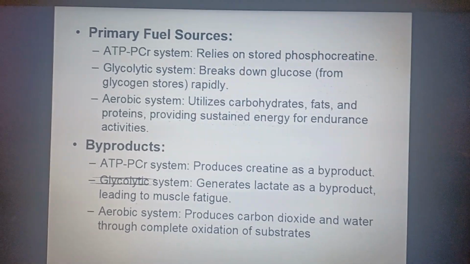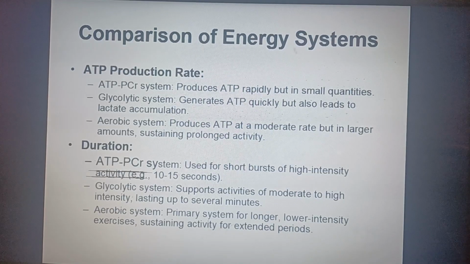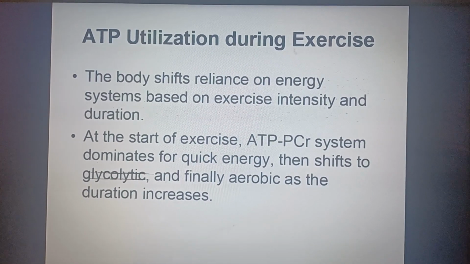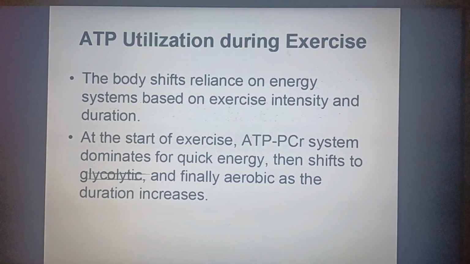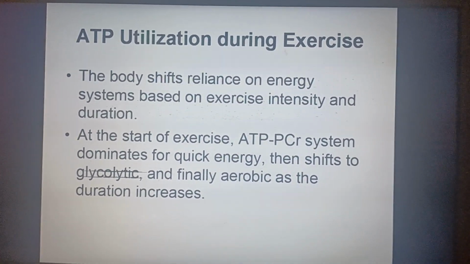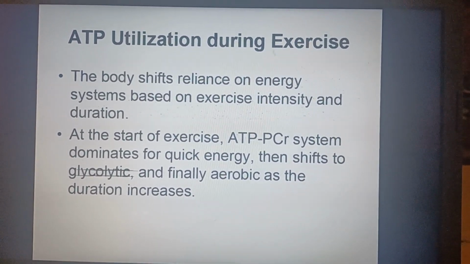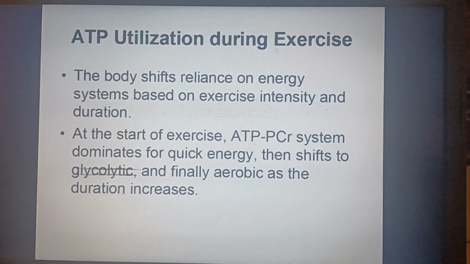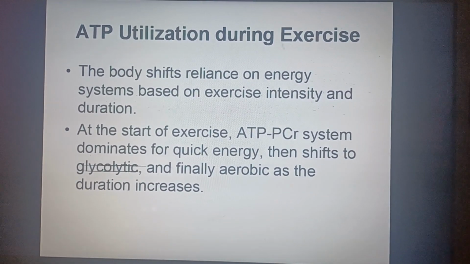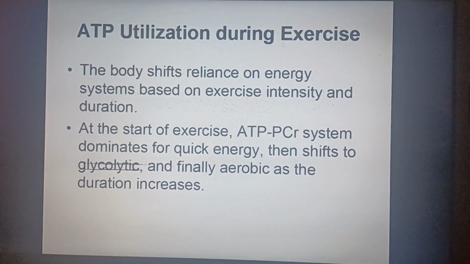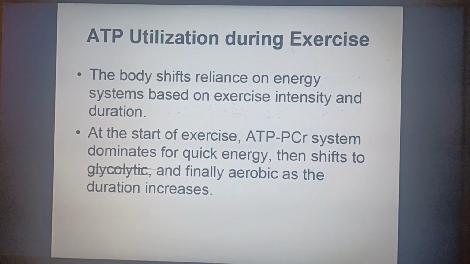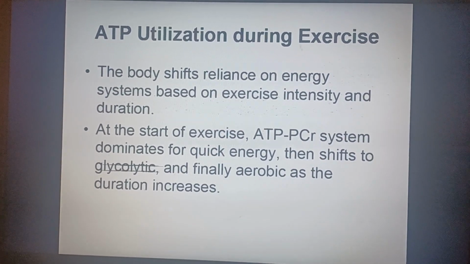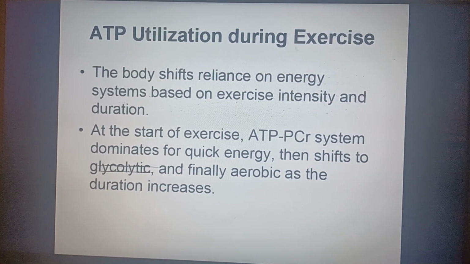So as we change our form of exercise, these systems are going to work differently. Our body shifts reliance on energy systems based on the type of exercise intensity. So at the start of our exercise, we're going to be using that ATP PCR system. And then as the duration of the activity becomes longer, we'll switch to the aerobic system.